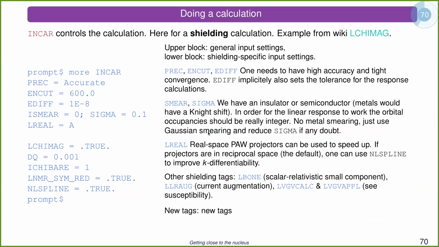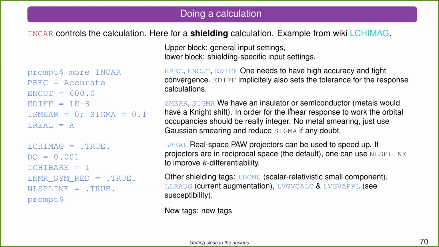Now we go to the second block, doing a calculation for the shielding. That's the upper block, is the general standard tags, precision, ENCUT, EDIFF, all that stuff which is set over here. Be careful with ENCUT. Never use less than PREC accurate. This might be a little bit more than the actual default. Do some simple tests before you go to a big system. And this EDIFF should be much tighter than usual. Also, take care in doubt, but I would at least use this.